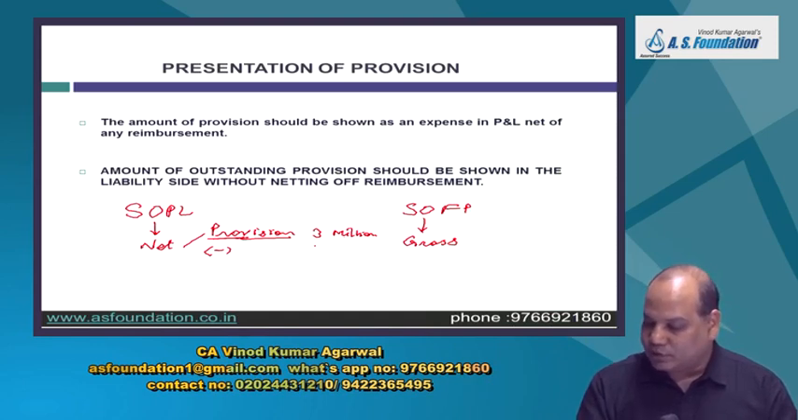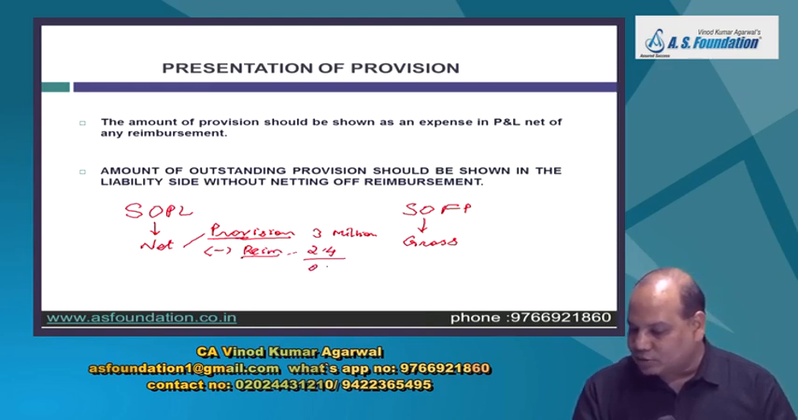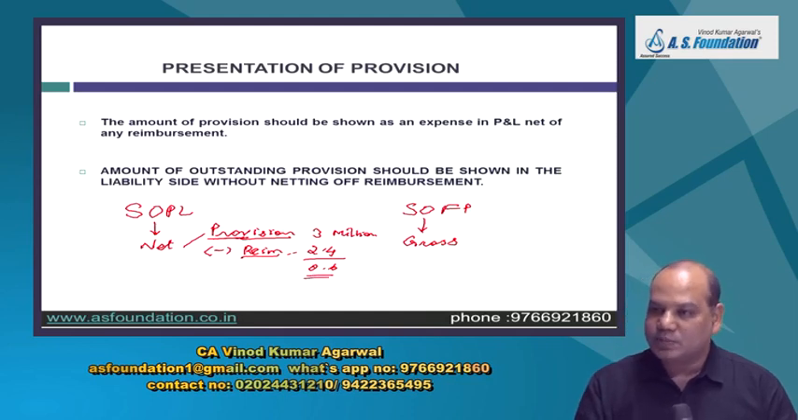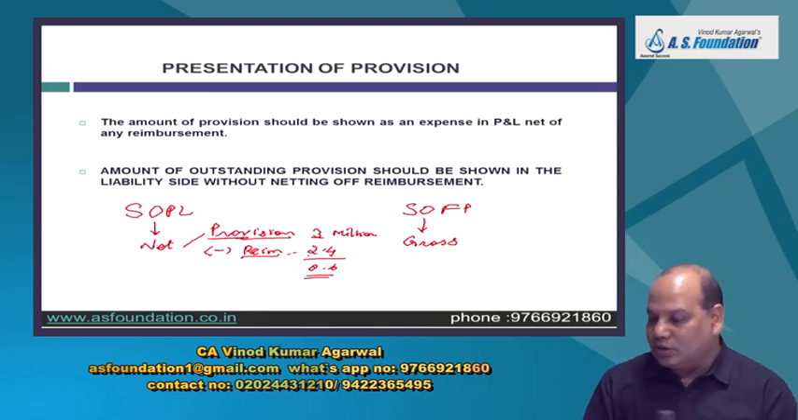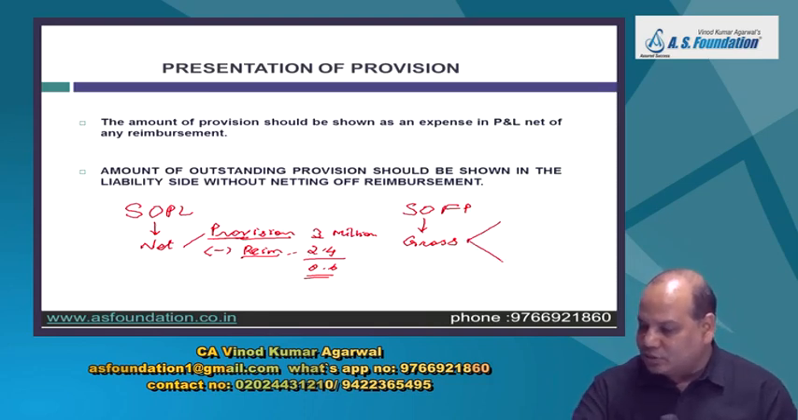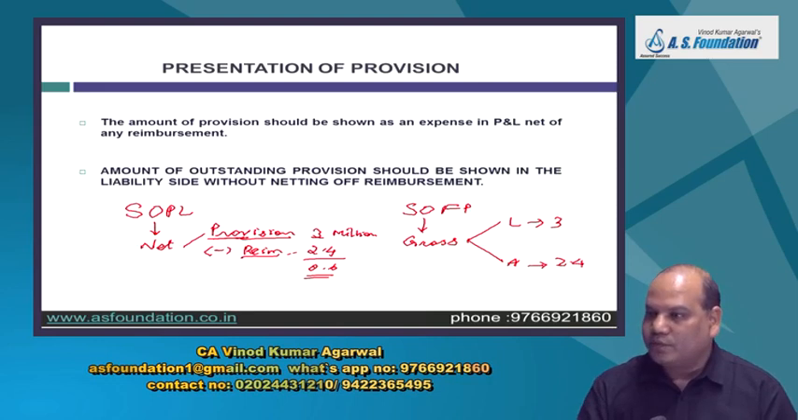And the manufacturer says we will reimburse you 80% of this amount. So 2.4 reimbursement. So what is the net amount you are going to write? 0.6 million as expense, because out of 3, 2.4 somebody else is paying for it. You are not paying for that. So therefore only 0.6. But while presenting in the balance sheet or statement of financial position, on the liability side, I will show 3 million. And on the asset side, we will show 2.4 million reimbursement receivable.